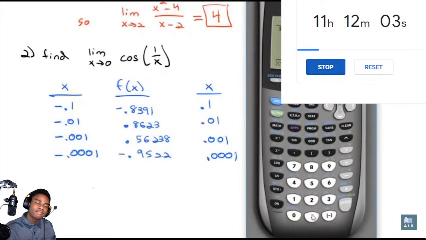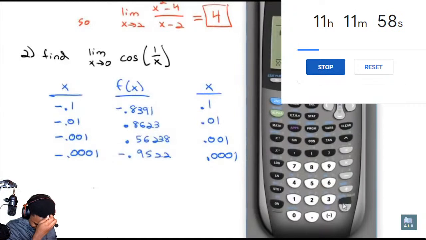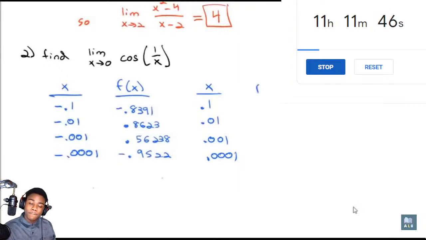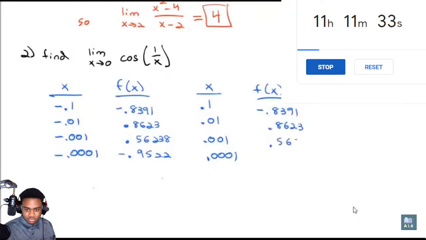Let's see what patterns we see on the other side. 0.1, 0.01, 0.001, and 0.0001. We get actually the exact same numbers with the exact same randomness. F of x seems to be negative 0.8391, 0.8623, 0.5623, and then finally negative 0.9522.